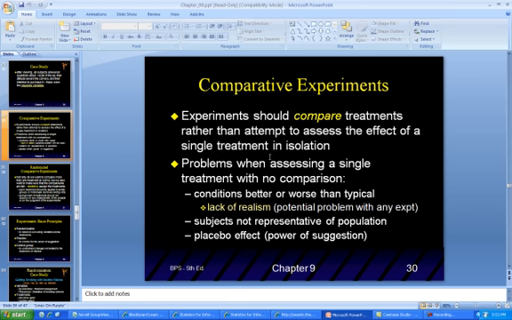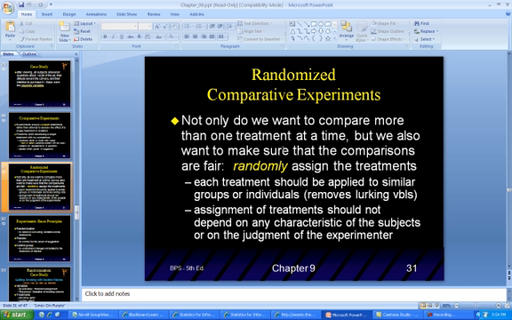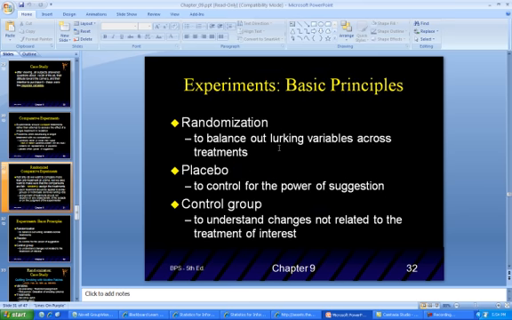Comparative experiments, you can read that as well. The whole idea of this chapter is for you to make sure that you know what type of experiments can be done. And when you read an article, which is coming up for an assignment, by the way, you can make your own decisions as to whether it's valid or not. So here are the experiments, basic principles you have to do.